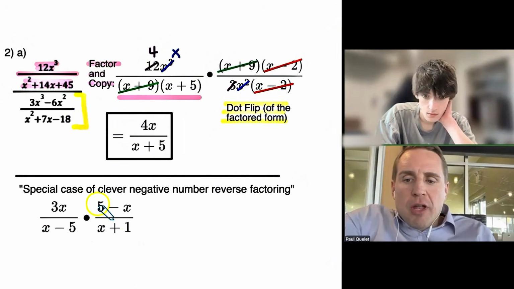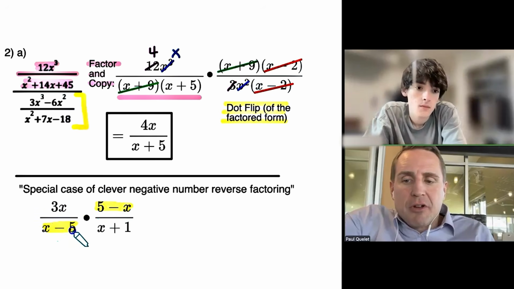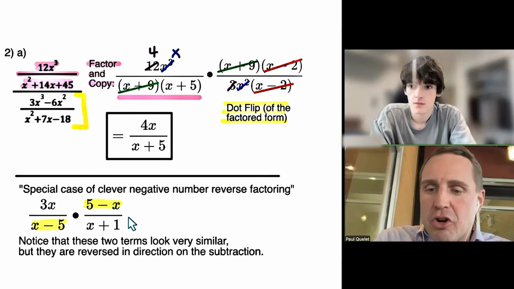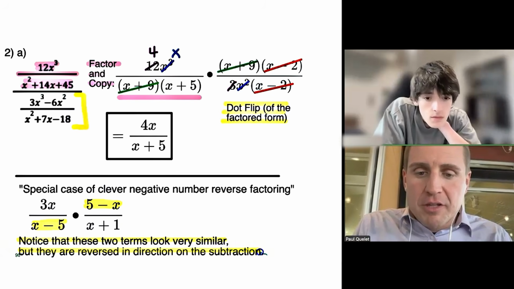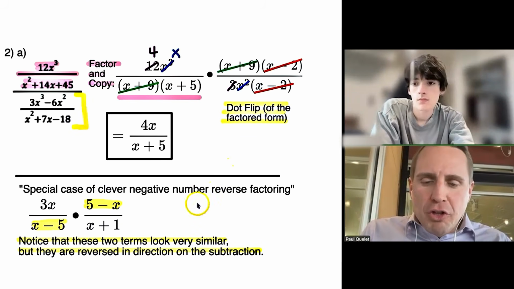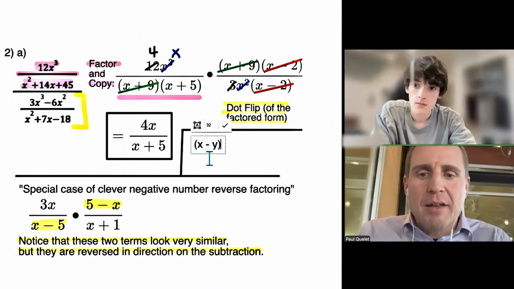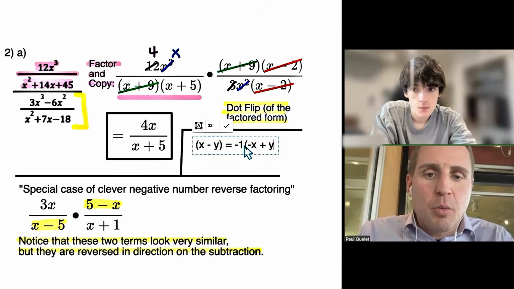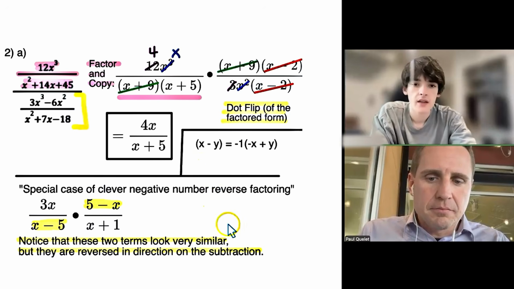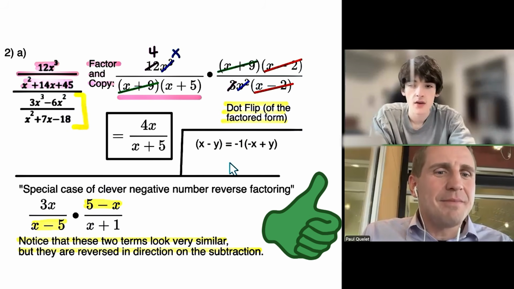But I want you to notice that, again, I'm using the highlighter. Do you see how these two terms look super similar? They look very similar, but they are reversed direction in terms of the subtraction. Would you agree? So I want you to recall something. Suppose I have simply x minus y. If I factor out a negative 1, could I make that negative x plus y? Could I do that? Oh, well, the negatives would cancel each other out. Yeah, on the x, and then it would become a negative on the y. So yeah, it would equal the same.